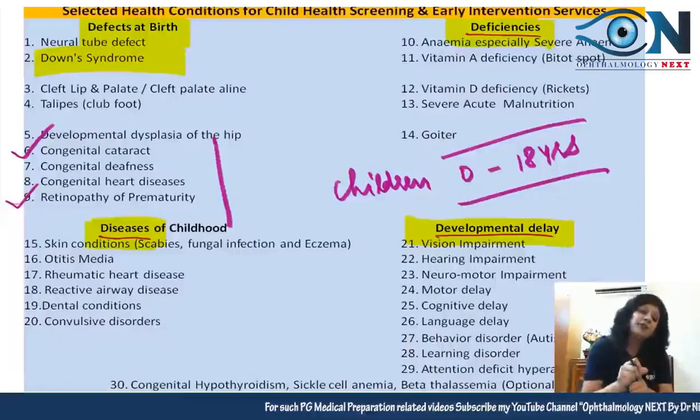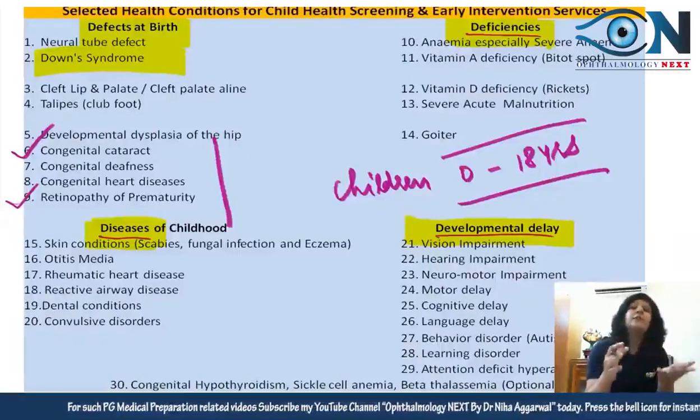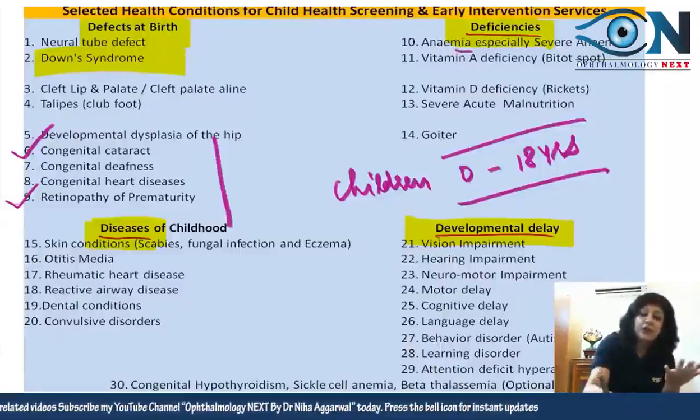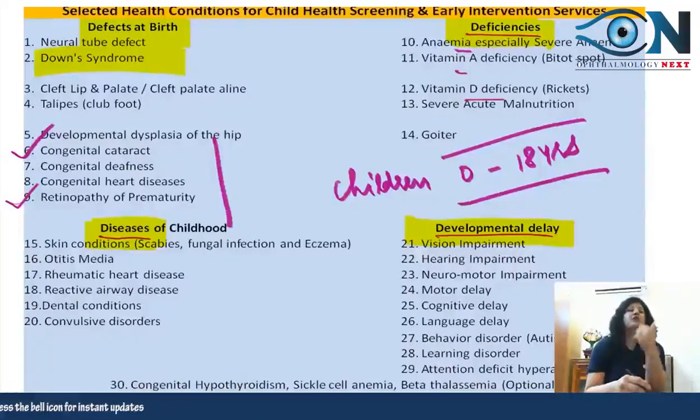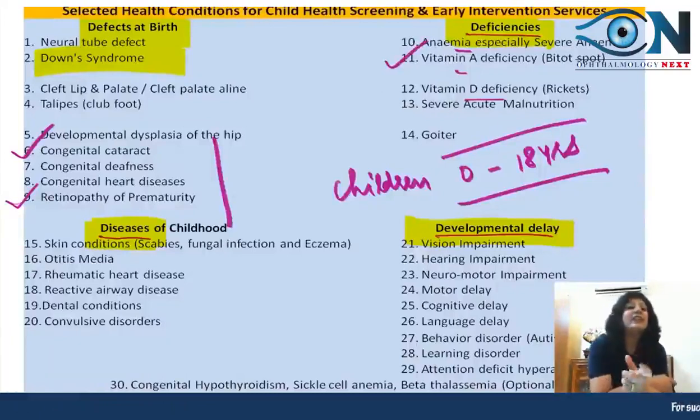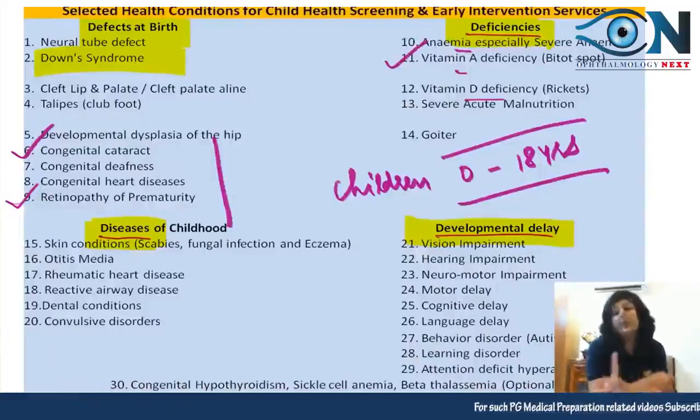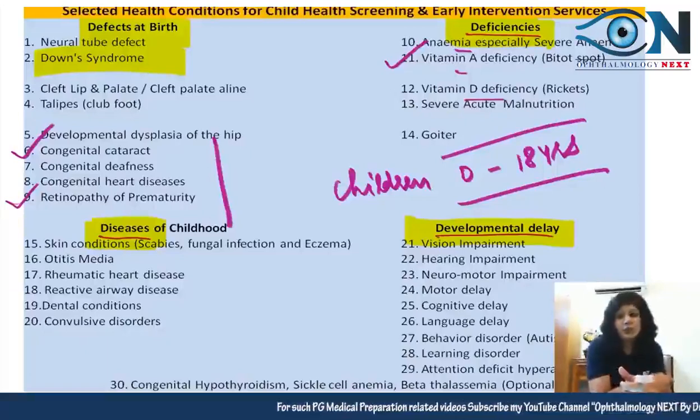Now if I am talking about the deficiency of all the nutrients, it can be vitamin A also, vitamin D also, overall malnutrition can be there, deficiency of the thyroid can cause the goiter. So vitamin A is also there. So here comes the answer, that it is the glaucoma which is not included. So it is the glaucoma which is not included.